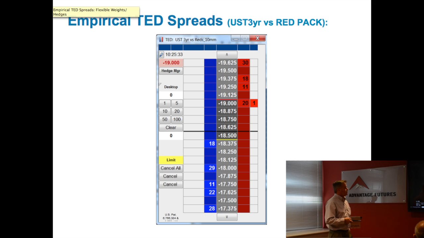This is the 3-year versus the red pack. Again, the quote looks very similar. What we've done is taken the yield of the cash 3-year, thrown the red pack into it, 100 minus that average price for the red pack. You're trading the 3-year against the red pack, trading two pieces, and you're getting this number.